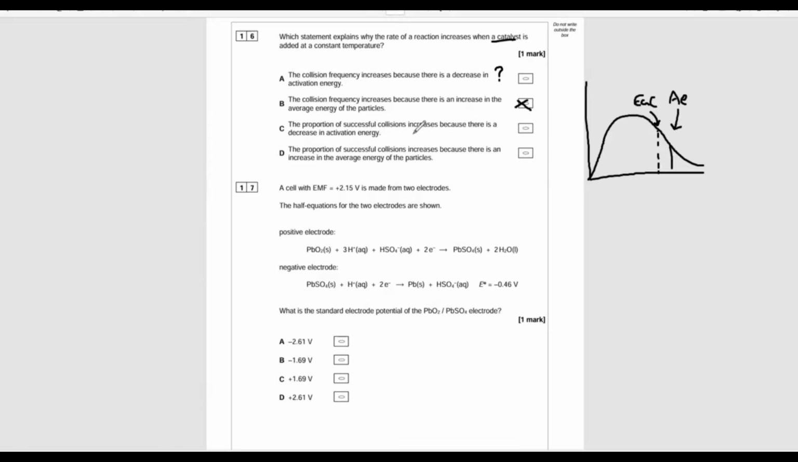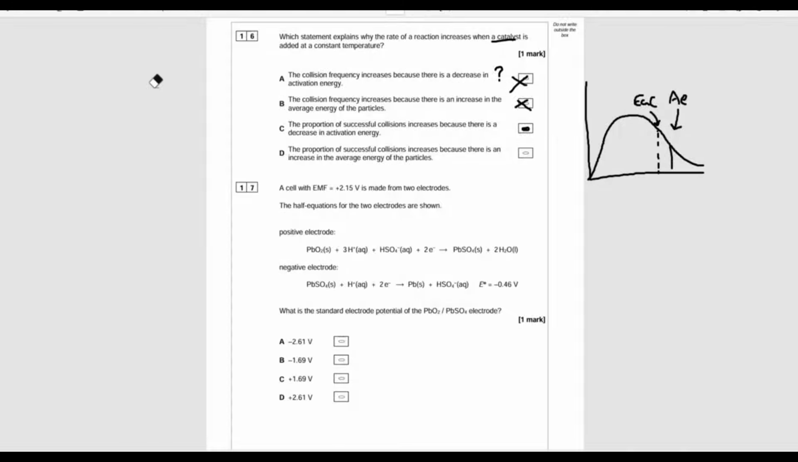And then we've got the proportion of successful collisions increases because there is a decrease in activation energy. And that's going to be our correct answer, because by moving that line back, you've increased the number of particles that can successfully react. You haven't increased the number of collisions. To increase the number of collisions, you'd have to increase the temperature, and we haven't increased the temperature here. So C is our correct answer.